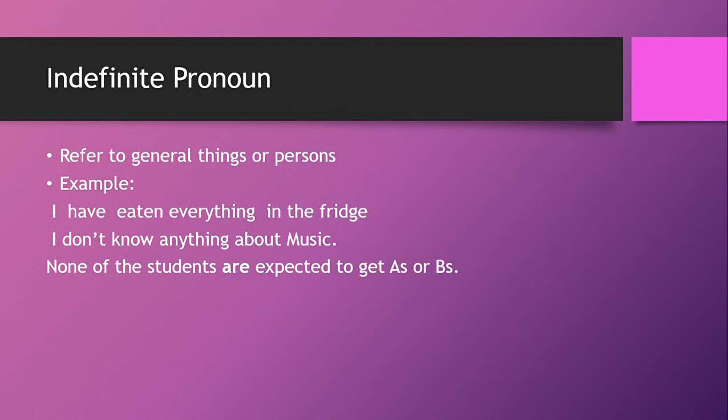Then comes I don't have anything. I don't know anything about music. So it means that I don't know even a single thing about music. When I say anything, I haven't pointed towards any specific thing about the music. Then comes none of the students are expected to get A's or B's. Here, I haven't pointed towards any specific student, but I have just generalized the term students, that they are not going to get A's or B's.